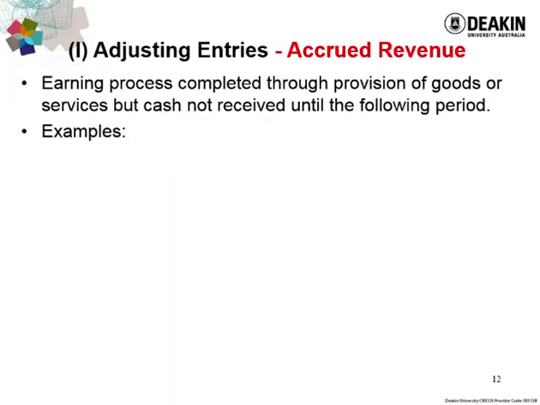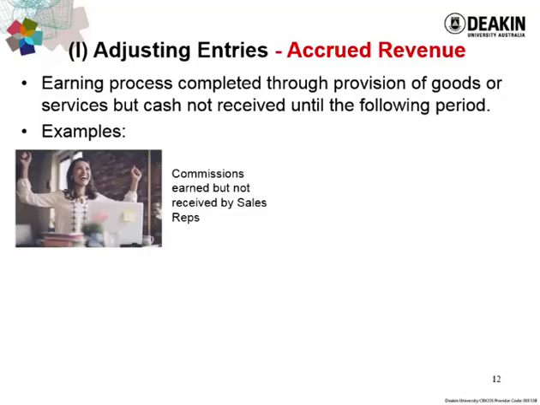So let's look at what is accrued revenue. Accrued revenue means revenue receivable. It means we have earned the revenue, so we will recognize the income, but we have not received the cash. Because we are entitled to receive cash in the next few months, we will recognize a receivable, which is an asset. So examples of accrued revenue include commissions earned by sales representative, but the company has not paid them. So the sales representative will recognize accrued revenue.